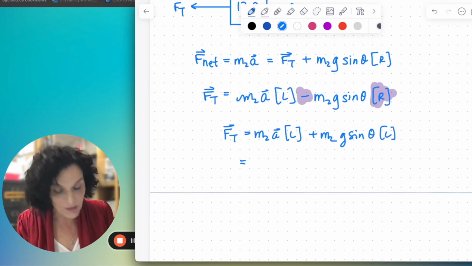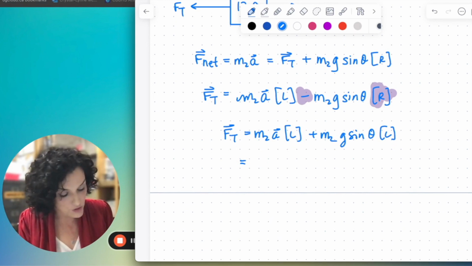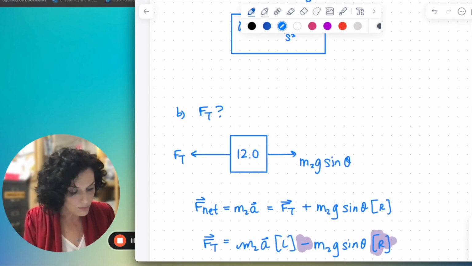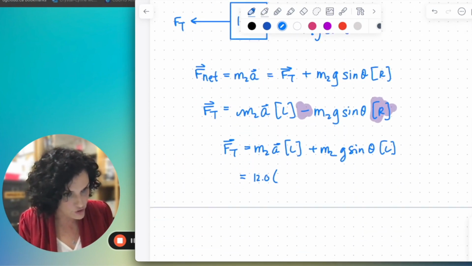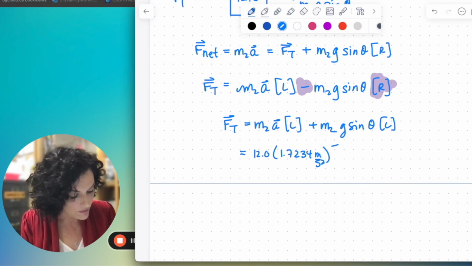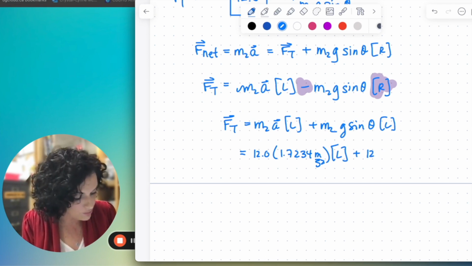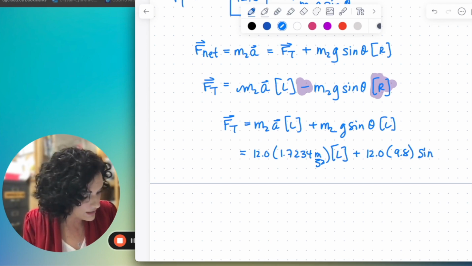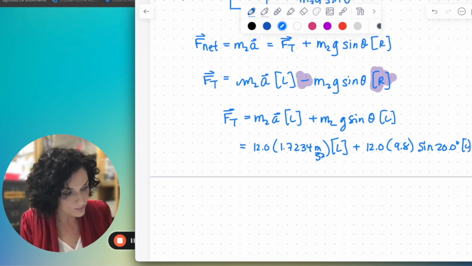So for this, I'm going to plug my numbers in and we're going to evaluate. So my mass 2 is 12.0 kilos. My acceleration, I'm going to use 1.7234. And that's towards the left. Plus my M2, so that's going to be 12.0, 9.8, sine 20 degrees. And that is also going towards the left.